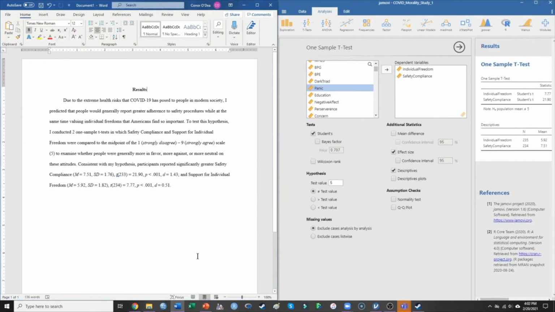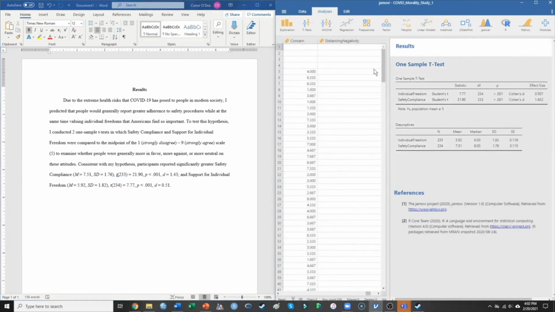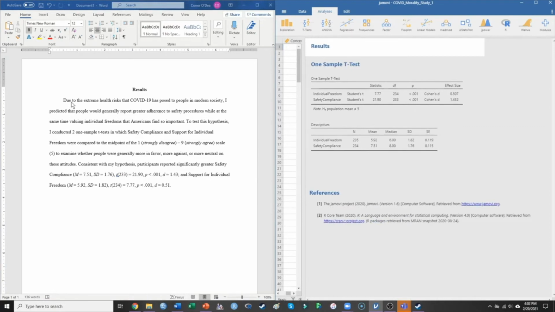So what I say here, and whenever we write results, we always start with our hypotheses. And so I say, due to the extreme health risks that COVID-19 has posed to people in modern society, I predicted that people would generally report greater adherence to safety procedures, while at the same time valuing individual freedoms that Americans find so important. Now, in an actual results section, you might want to cite some literature and things like that. These are just hypotheses that I threw onto the page for the purposes of this video.